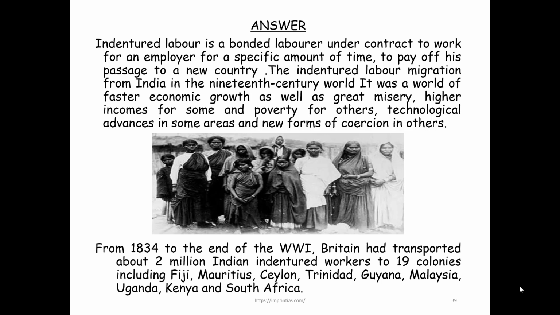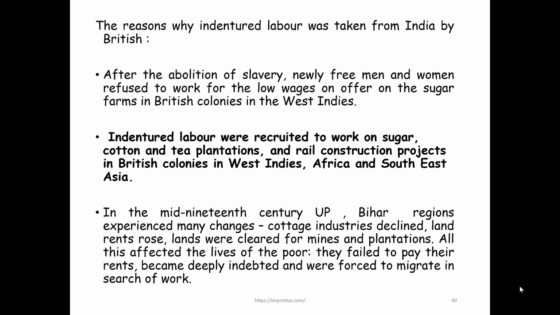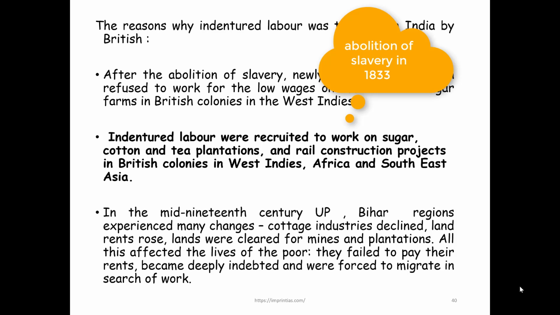Basically, it was the era of colonialism, and from 1834 to the end of World War I, Britain transported 2 million indentured Indian workers to 19 colonies, including Mauritius, Fiji, Trinidad, Malaysia, Kenya, etc. There were various reasons for doing so. The most famous reason is the abolition of slavery in 1833 in the British Empire. And this was the main reason.